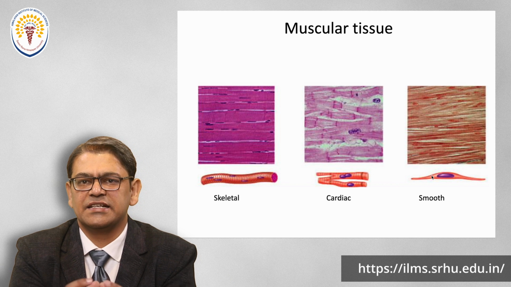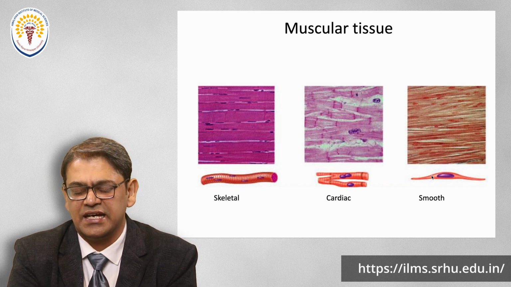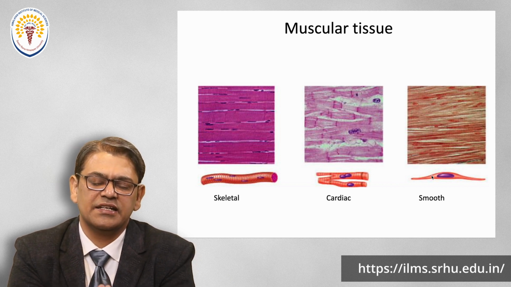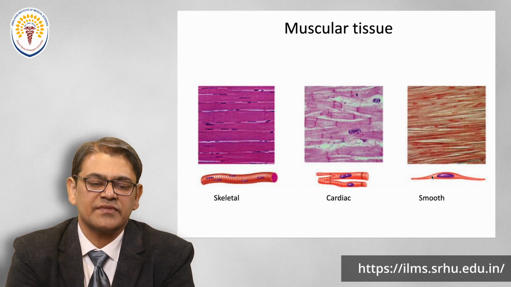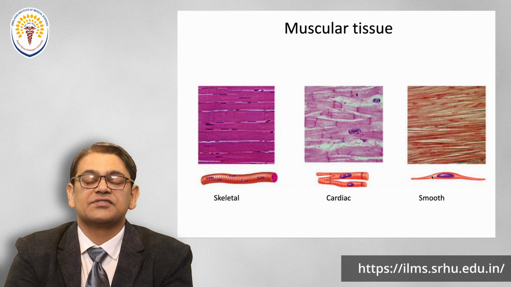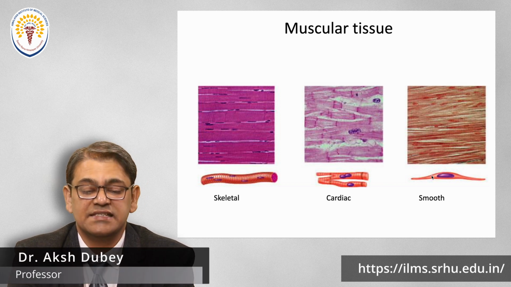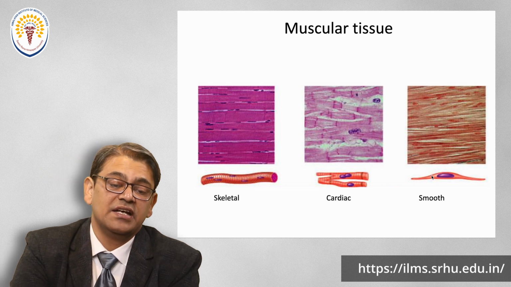They work simultaneously and involuntarily, as I have already told you, and in a collective manner they do various functions in our body. So these are the various sorts of muscle fibers which we see: skeletal, cardiac, and the smooth muscle fibers which are present inside the body.